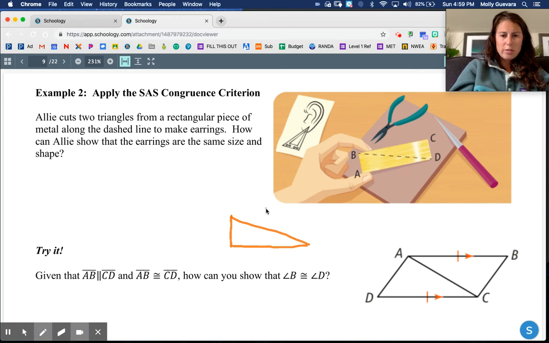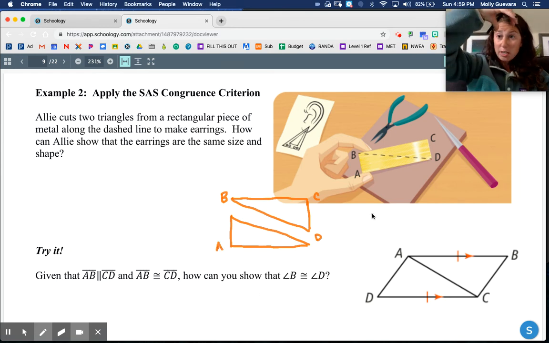So there's one, right? And then I'm just going to draw this one up above like this. So all I've done is I've separated it. So this is B, this is C, this is D, and this is A. Okay, so I just took this rectangle and just kind of split it a little bit.